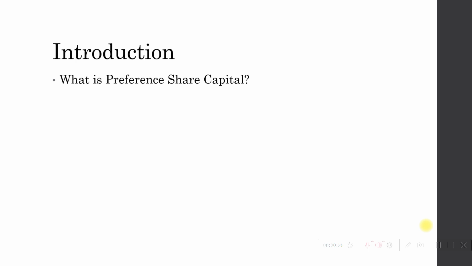So first, we'll see what is preference share capital. It's a type of security by which a company obtains funds in return for preferential treatment extended to holders of company's equity shares. And this is actually called a preference share capital.